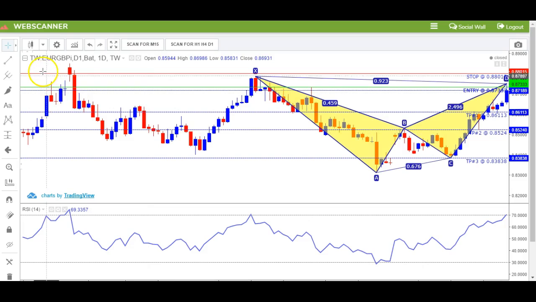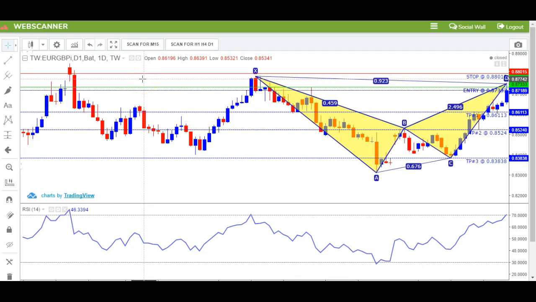If we come up here to the top left, it first of all gives you the pair. So this is the Euro GBP, which is the Euro and the Great British Pound. It gives you the kind of chart we're looking at. So this is a D1 chart. And what that means is that each of these candlesticks represent one day. So as you can see, this is quite a lot of days worth of activity on this chart, and each candlestick is one day. And then it tells you the kind of pattern that it's identified. So this is a bat pattern.